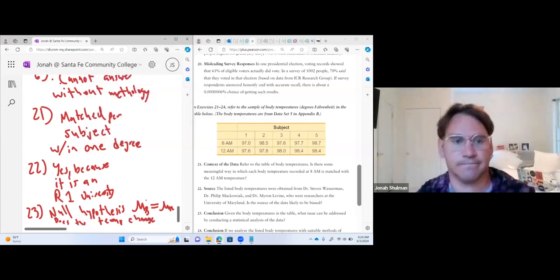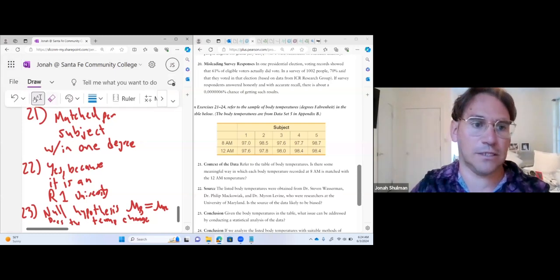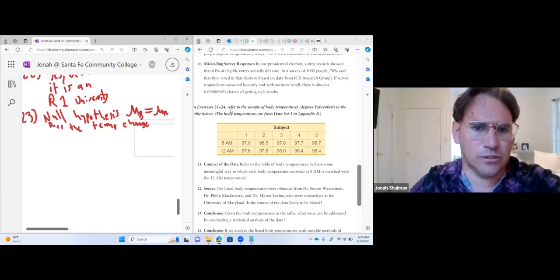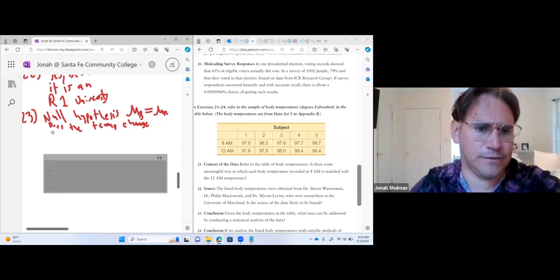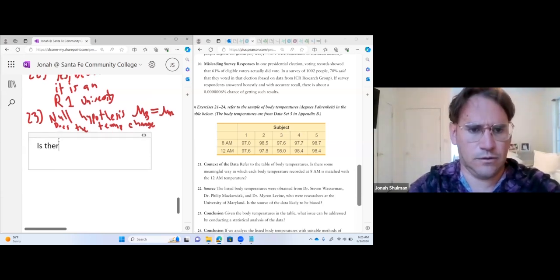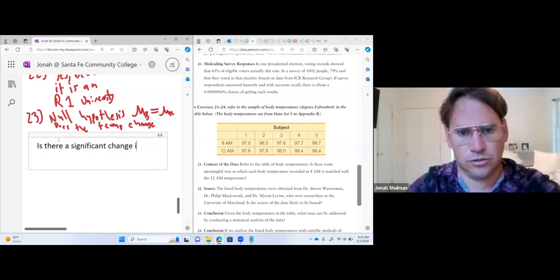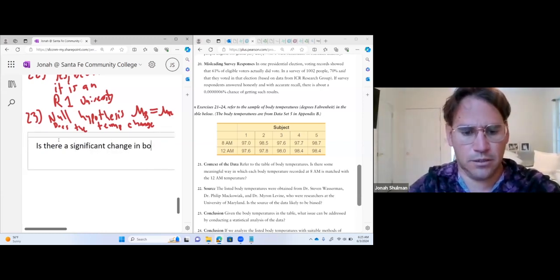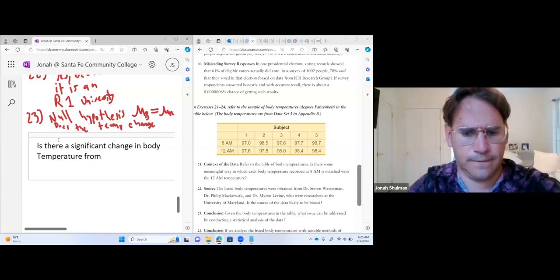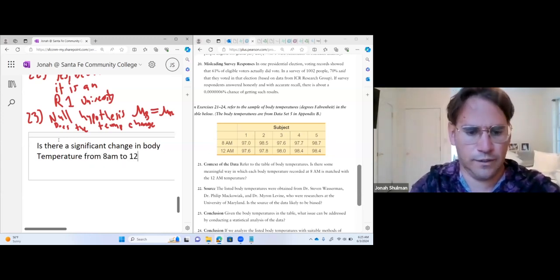And how do we say this? Here, sorry, I will try. I'm actually going to type this. I'm definitely going to type this one. So the research question we would want to answer for this: is there a significant change in body temperature from 8 a.m. to 12 a.m.?